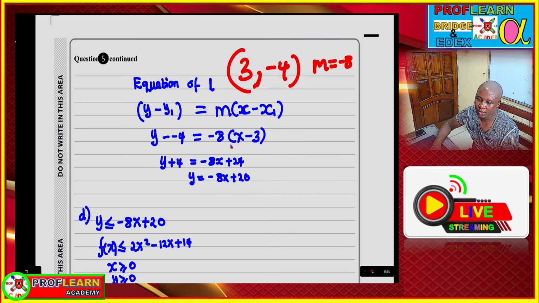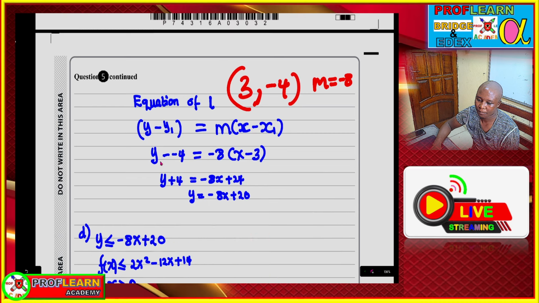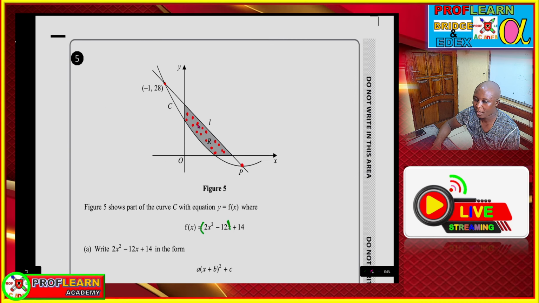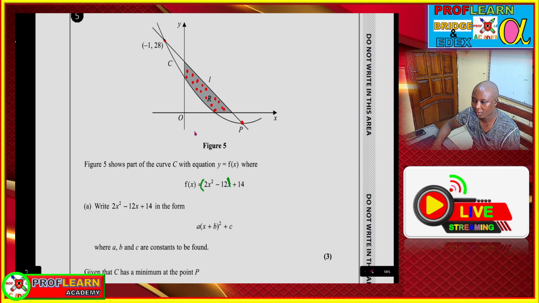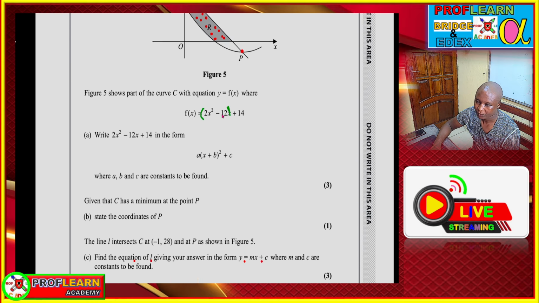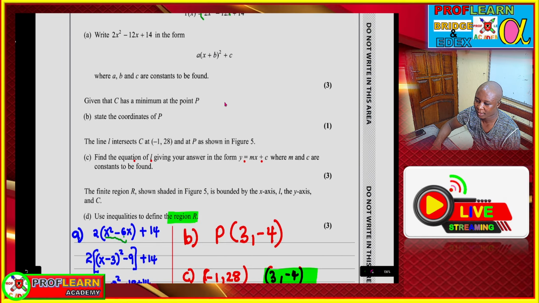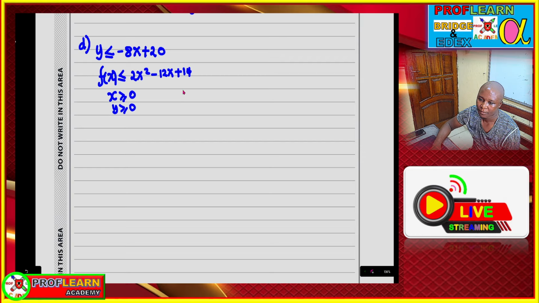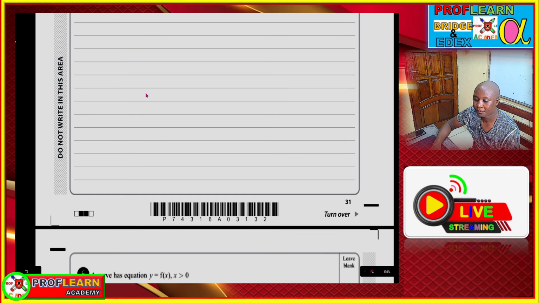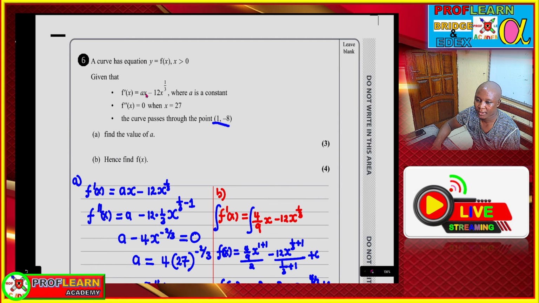And also stating the inequalities, we can see the region will be below the line, so we're going to say less than, and y should be greater than 0, and x should be greater than 0 as well. The inequalities for that are well seated here.